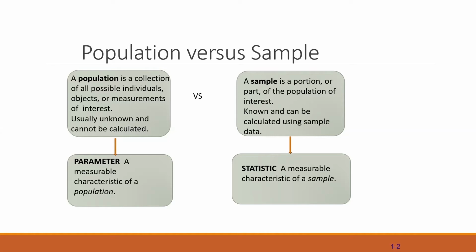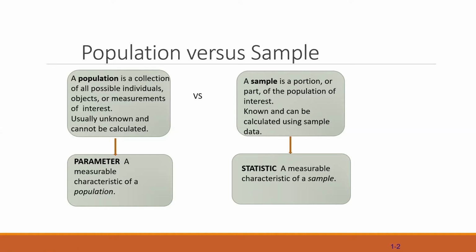So population is associated with parameter. A parameter is a measurable characteristic of a population, like the population mean, which is the average of the whole population. Although unknown, it could be the one that we're interested in. Now, the corresponding term for sample is statistic, right? It's singular because it's one measurable characteristic of a sample, okay?